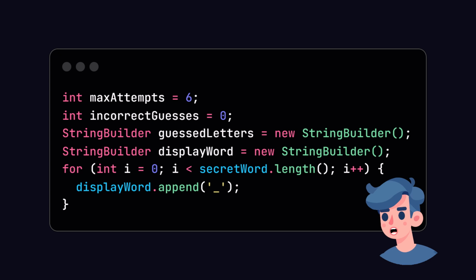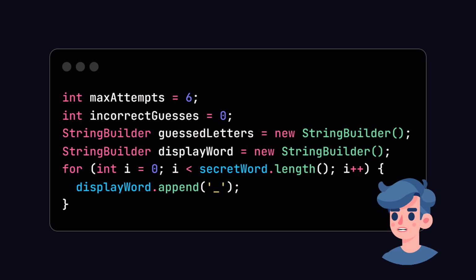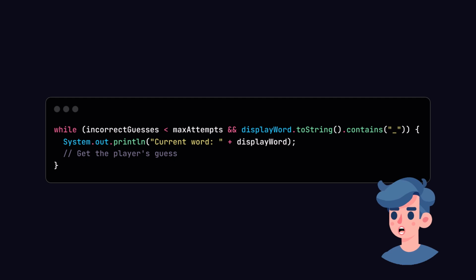Now that we have our secret word, we need to set up some variables to track the number of incorrect guesses and to store the letters that the player has guessed. We can also prepare a way to create a string representation of the progress. Next, we will implement a loop that will allow our players to guess the letters until they either guess the word or reach the maximum number of incorrect attempts. Let's write the outline for this loop.